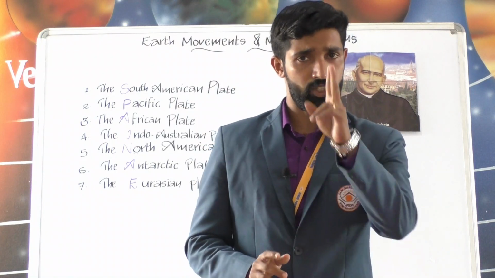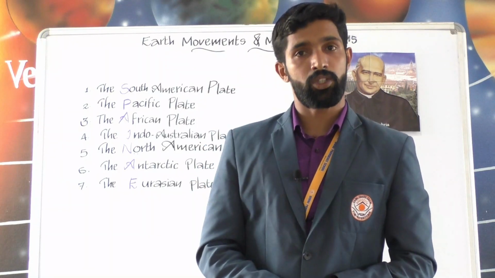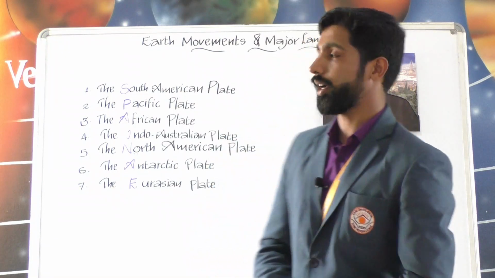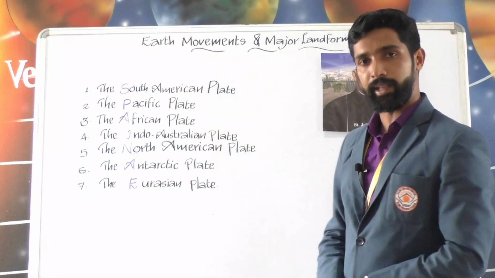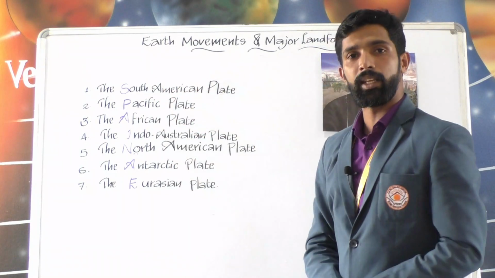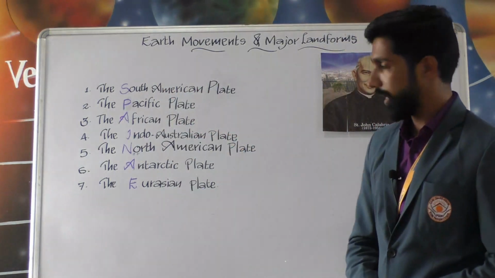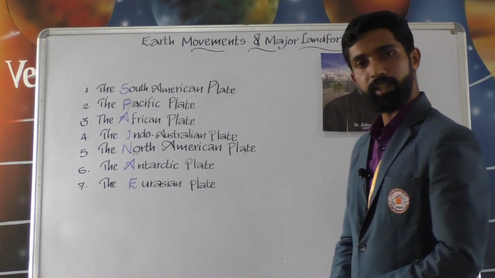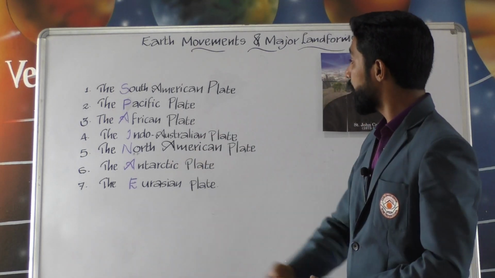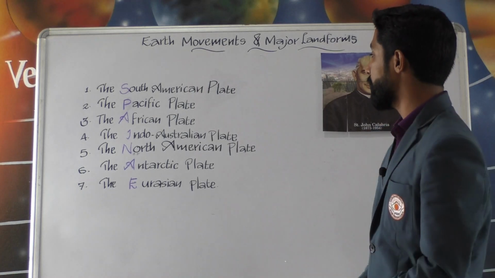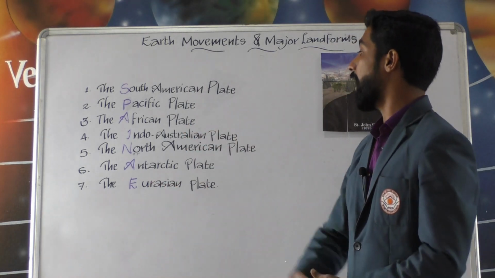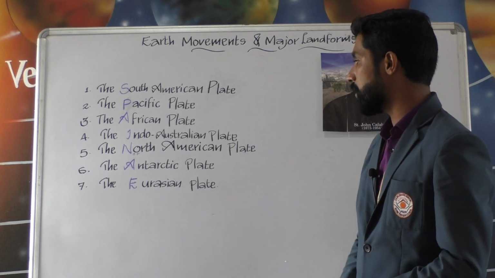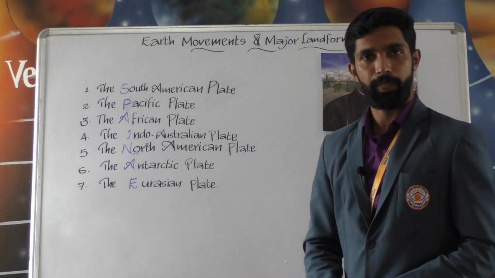Okay, how many are there? 7 major. The 7 major lithospheric plates are here. The first one is the South American plate. The second is the Pacific plate. Then the African plate. Then the Indo-Australian plate. Then the North American plate. Then the Antarctic plate, and the last is the Eurasian plate.